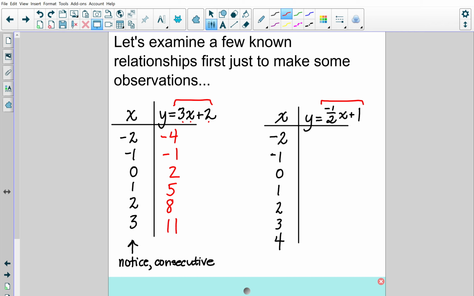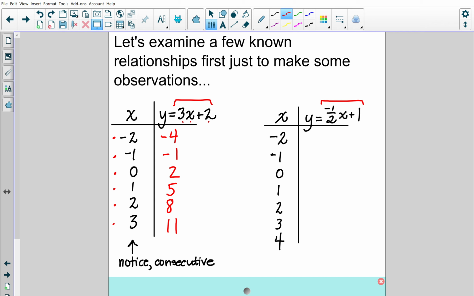Okay? And notice that the x values are just consecutive numbers. -2, -1, 0, 1, 2, 3. That means that they are in a row, kind of. You could actually also take consecutive even numbers or even consecutive multiples of 3, but they have to be equally spaced. Okay? The x values have to be equally spaced.